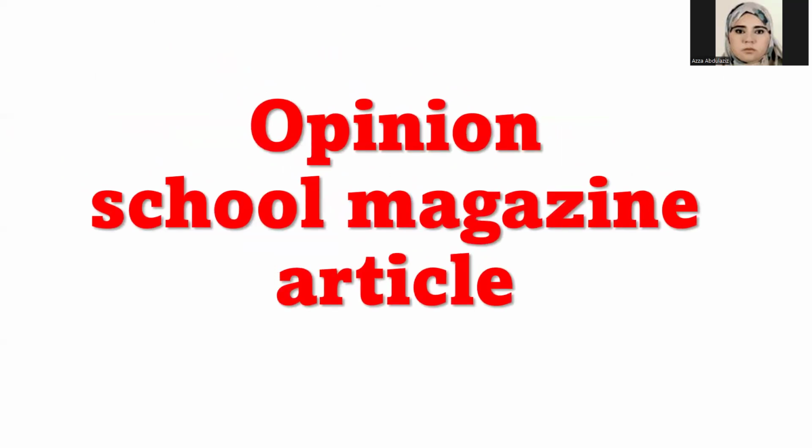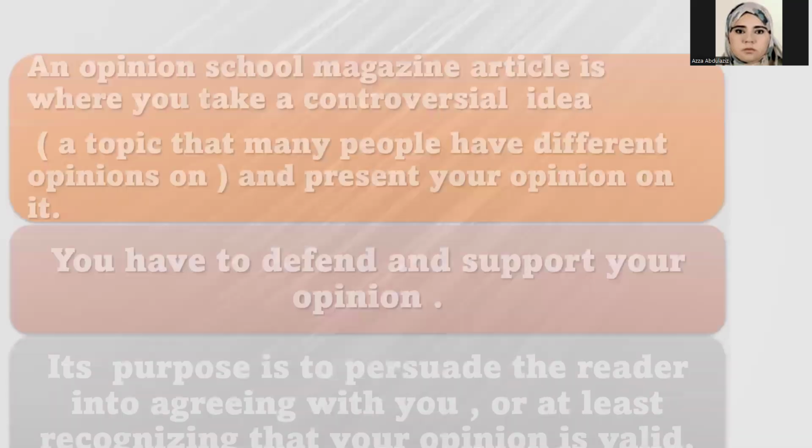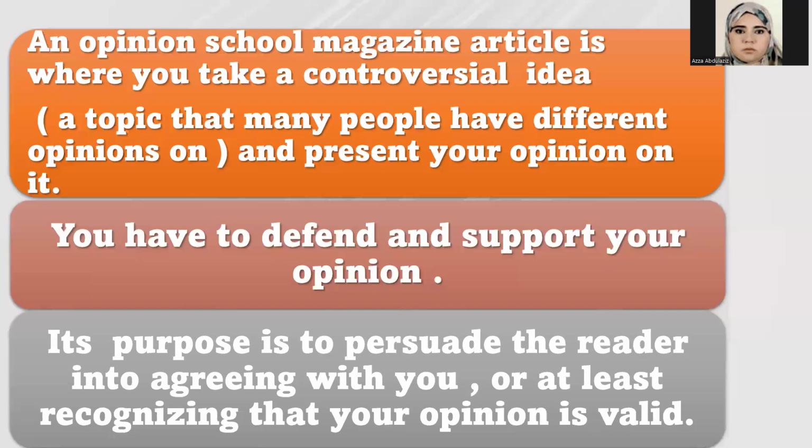Let's see. What do we mean by opinion school magazine article? An opinion school magazine article is where you take a controversial idea. What do we mean by controversial idea? It means the topic that many people have different opinions on. And then you present your opinion on it. You have to defend and support your opinion. Its purpose is to persuade the reader into agreeing with you, or at least recognizing that your opinion is valid.